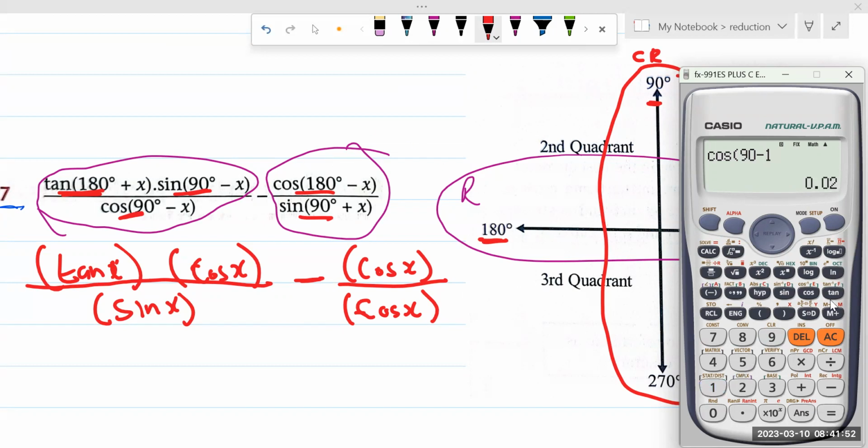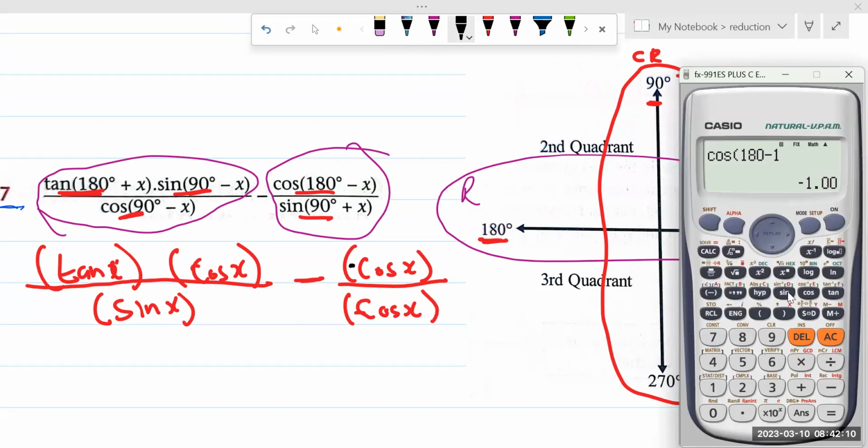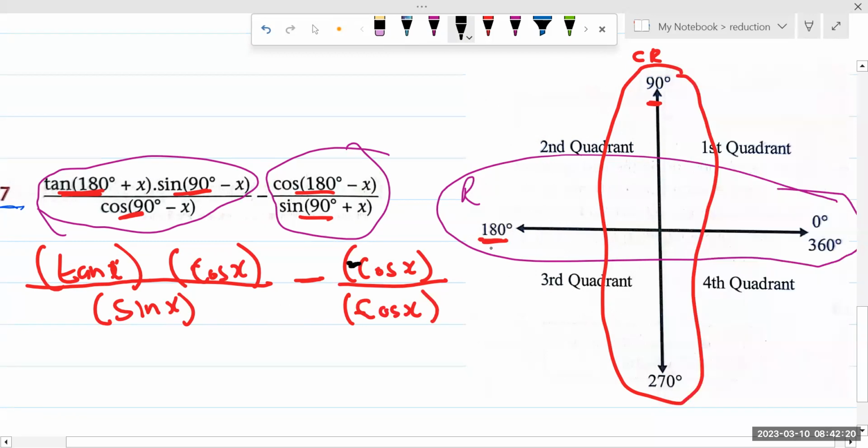Then we go and check this one. We have cos of 180 degrees minus 1. Gives us what? Negative. So we'll come and put our negative inside here. And then the last one that we have says sine of 90 degrees plus 1. It's positive also. So here we only have one negative. This thing here is negative.